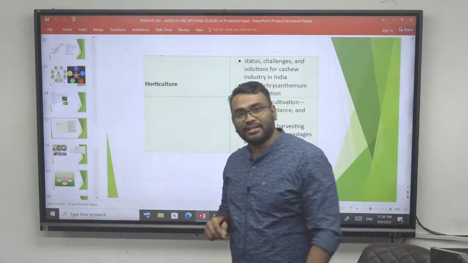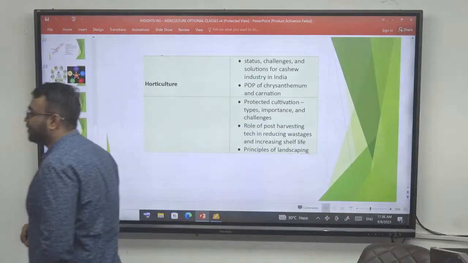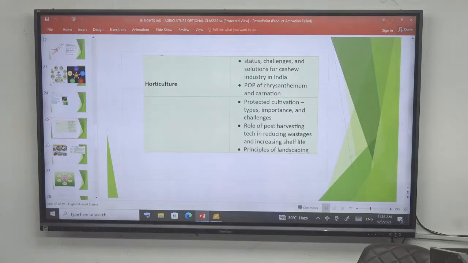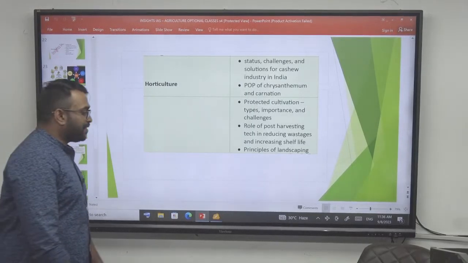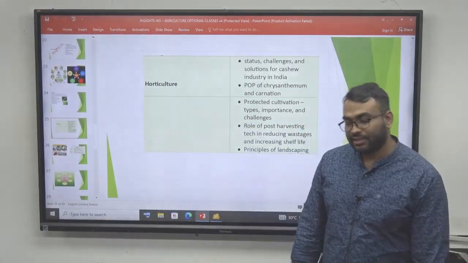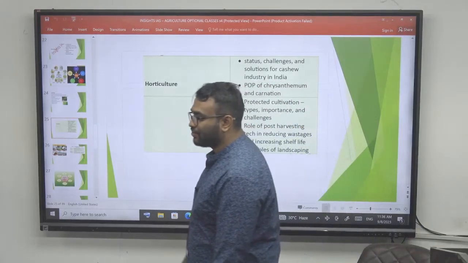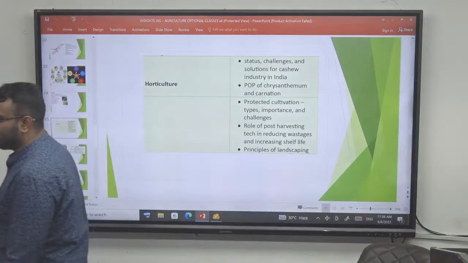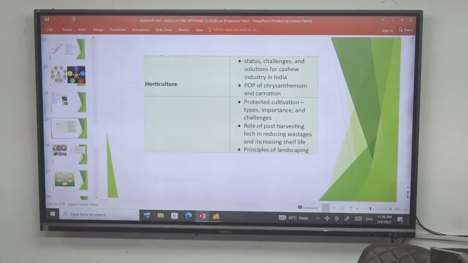Read the document, that will give you adequate content for your protected cultivation question. So here the questions could be like this. What is protected cultivation? What is the status of it in India? What is the potential of it? What are the types of it? Challenges, solutions and government policies. So these are the ways in which they are going to ask the question, right?